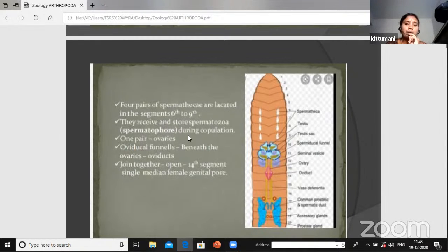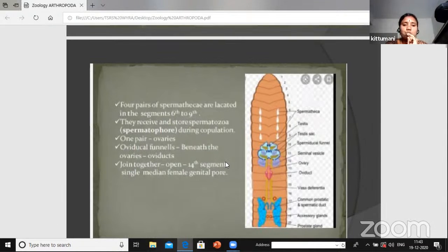The spermatophores are present, used in copulation, and 1 pair of ovaries is present. How many pairs, students? 1 pair of ovaries. Next, oviducal funnel-like structures we observe beneath the ovaries and oviducts. This is all related to the female reproductive system of the earthworm.